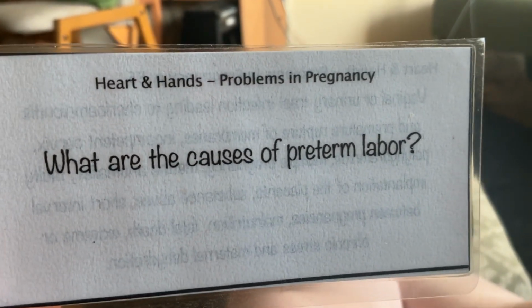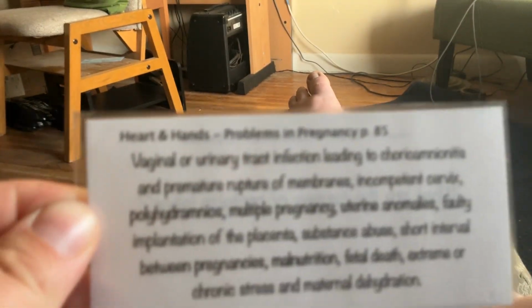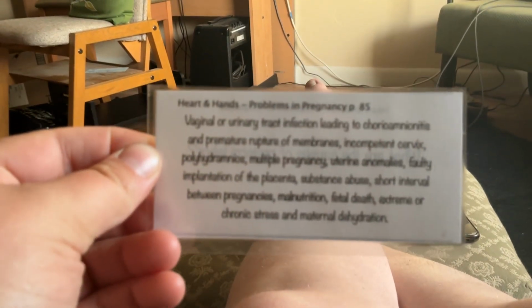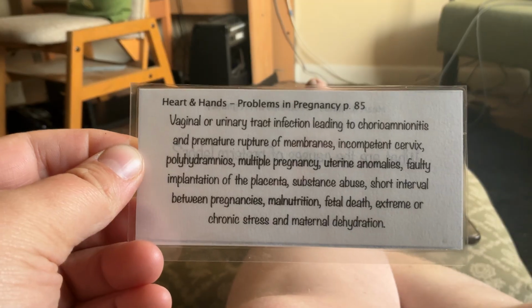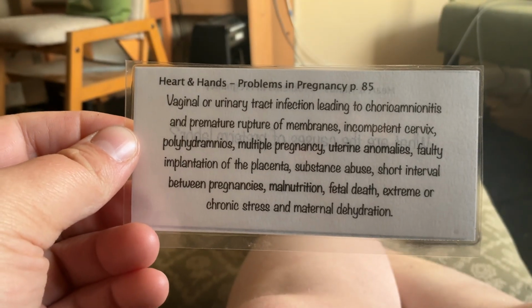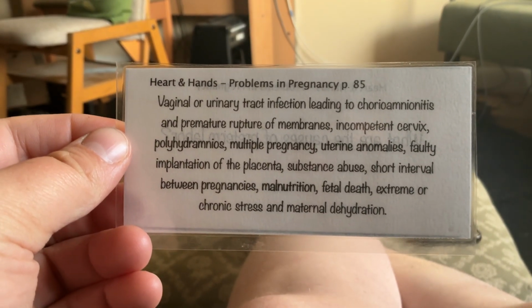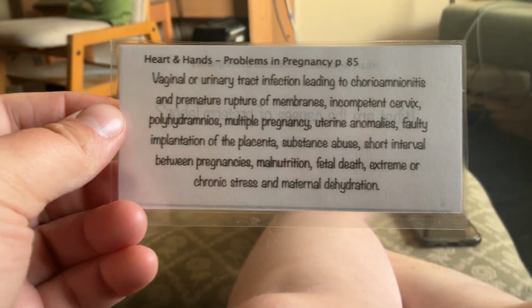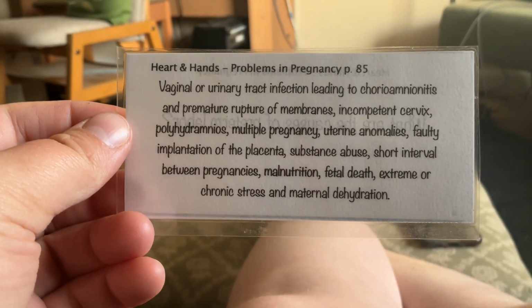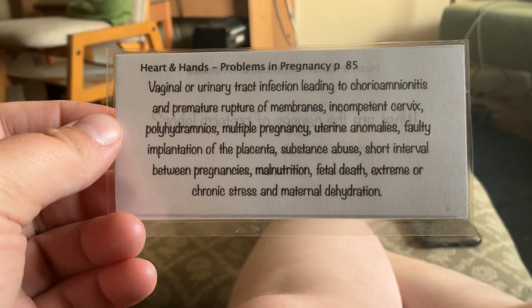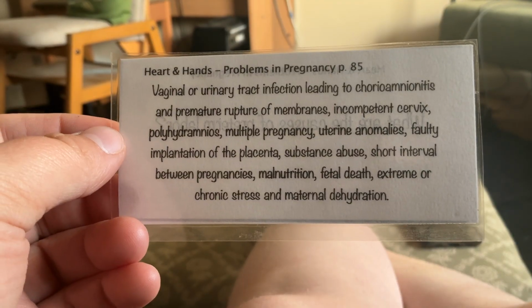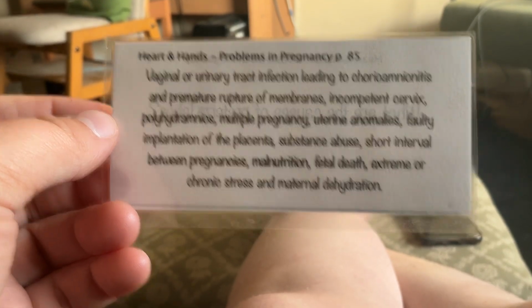What are the causes of preterm labor? Vaginal or urinary tract infection, which could lead to chorioamnionitis, premature rupture of the membranes, incompetent cervix, polyhydramnios, multiple pregnancy, uterine anomalies, faulty implantation of the placenta, substance abuse, short intervals between pregnancies, malnutrition, fetal death, extreme chronic stress, and maternal dehydration.